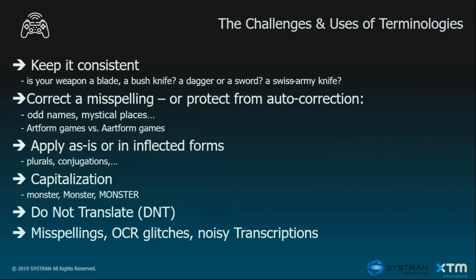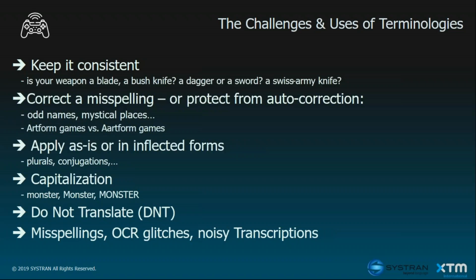So what do we use it for, right? I mean, many times there are ambiguities. It could be translated one way or another way. We want to keep it consistent. The engine is great, but occasionally it goes a little bit different way. You could have a weapon that's a blade, a bush knife, a dagger, or a sword, a Swiss Army knife, and many other things. It has a blade.